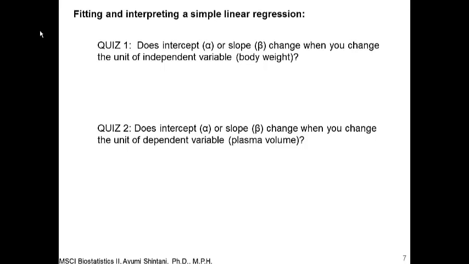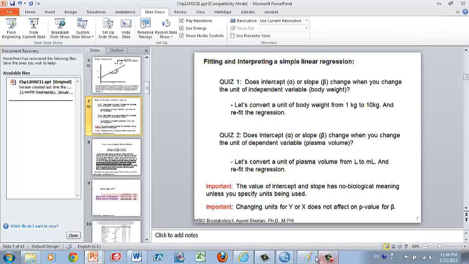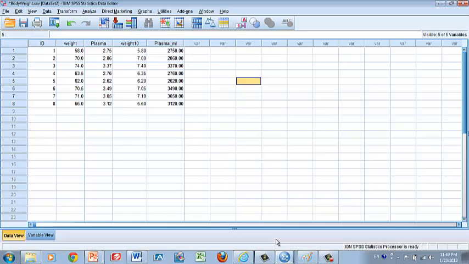Okay, so here is a quiz. Does intercept alpha or slope beta change when you change the unit of the independent variable? Quiz 2: does intercept alpha or slope beta change when you change the unit of the dependent variable? I want you to make a guess, and let's look at it in an actual analysis.